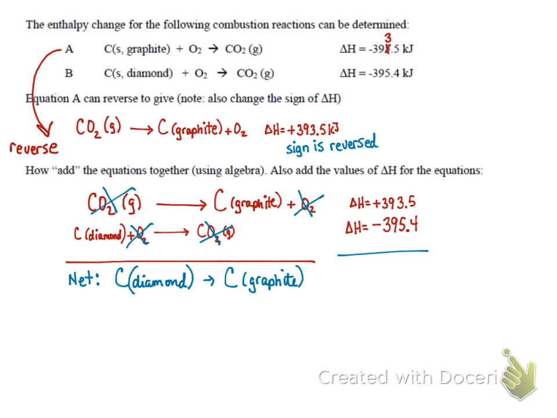And whatever we do to the equation, we're also going to do to the delta H's. So it's going to be positive 393.5 plus negative 395.4, and then we add those two numbers together and we get negative 1.9 kilojoules. So it's a way for us to measure the delta H for diamond turning to graphite for a process that we can't actually do in the lab.